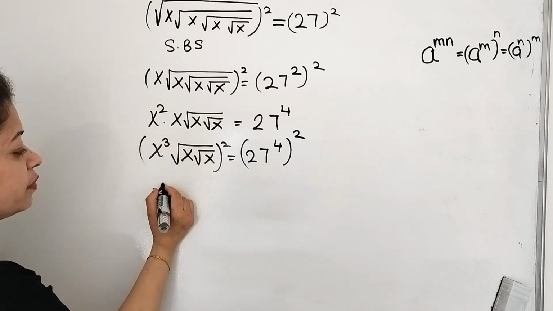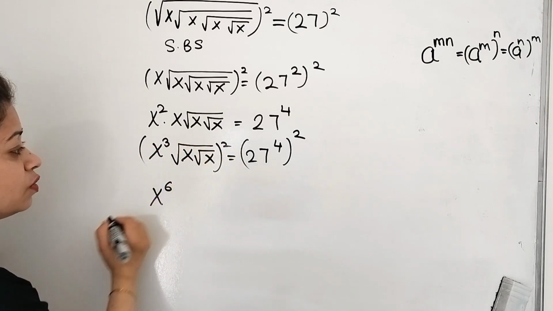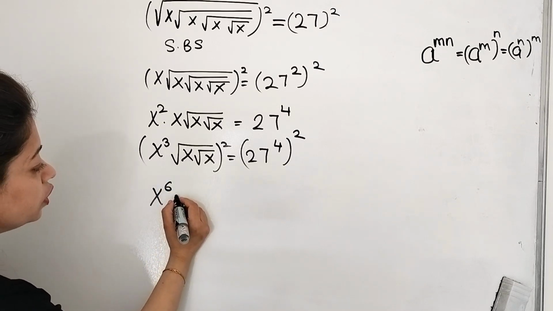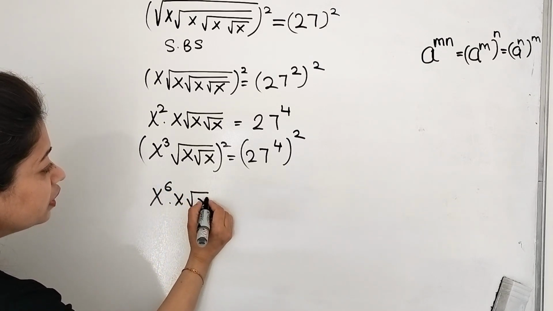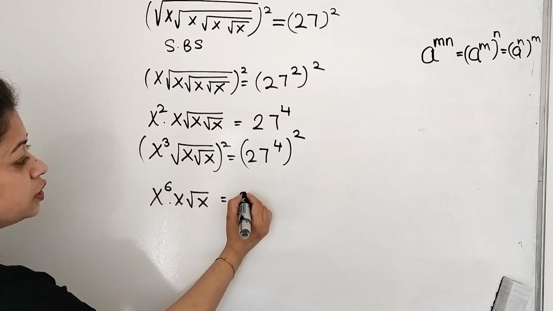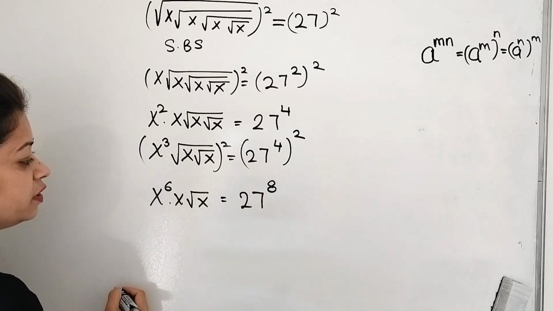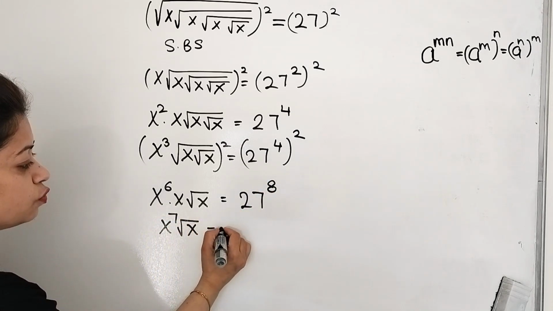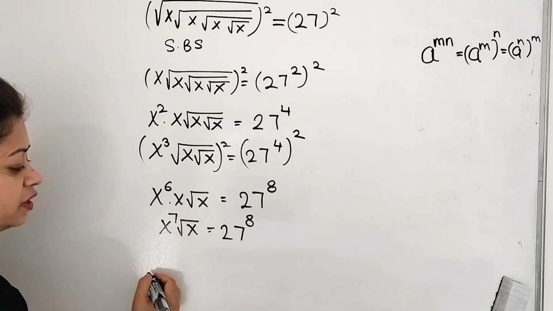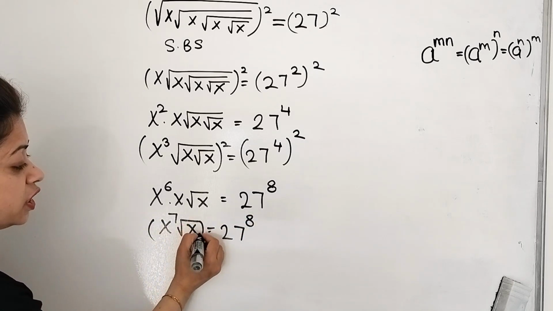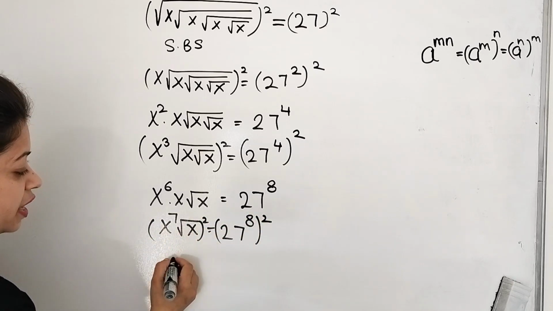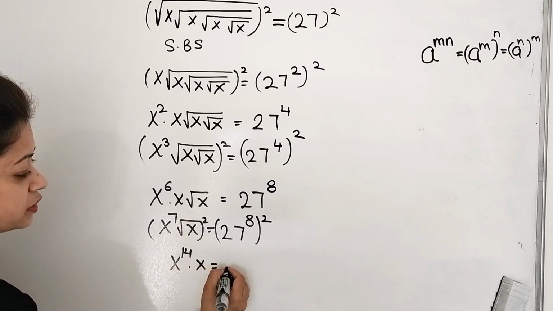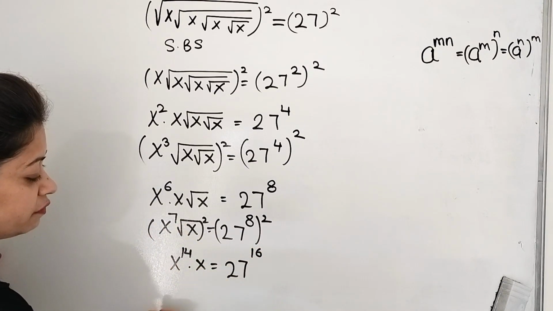This will become x raised to power 3 raised to power 2, that will be x raised to power 6, and then times x under root x is equal to 27 raised to power 8. Then you get here x 7 under root x equal to 27 raised to power 8. And then you will square both sides again. We get x raised to power 14 times x is equal to 27 raised to power 16.